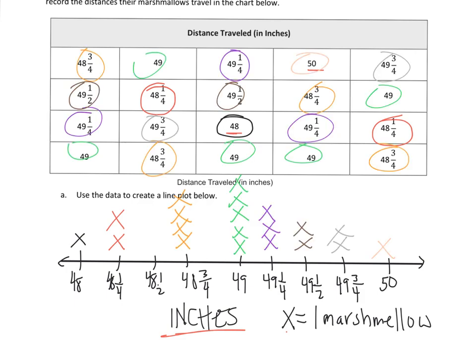So there's my line plot right there with my different colors on there to show where I got my different numbers from. So I'm going to go ahead and take this line plot and bring it to page 2 when we go to look at page 2. So let's go there right now.